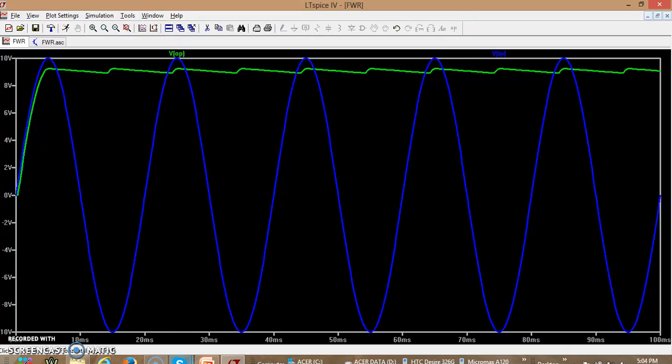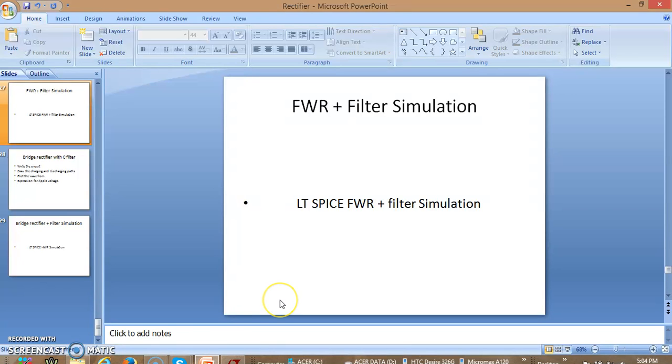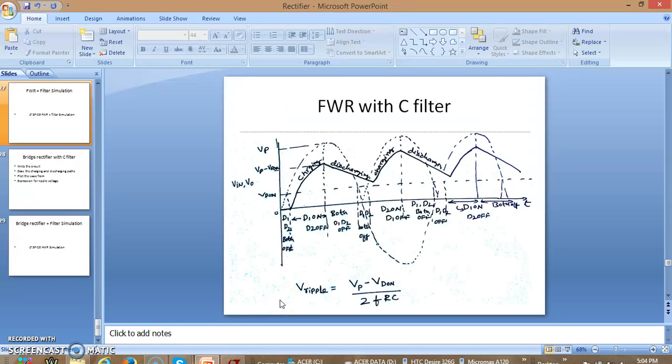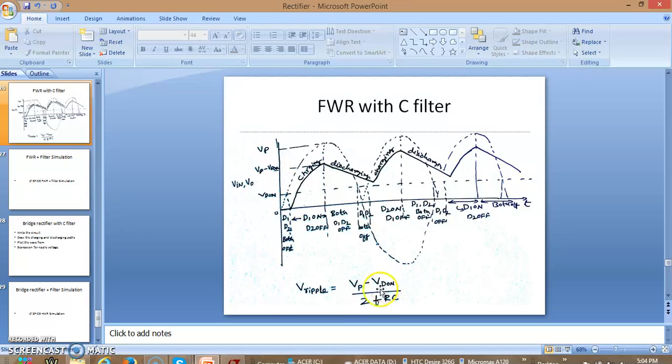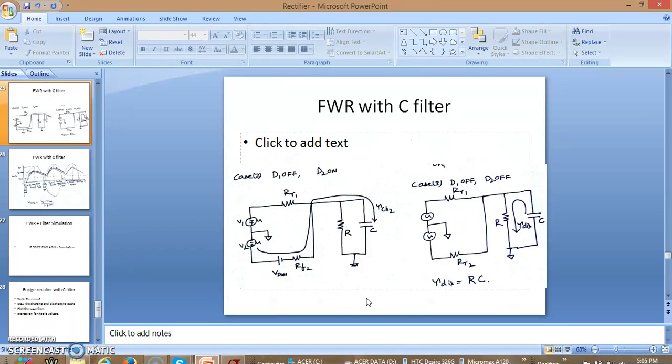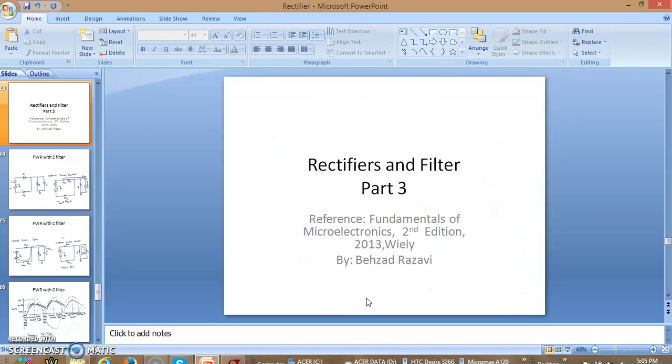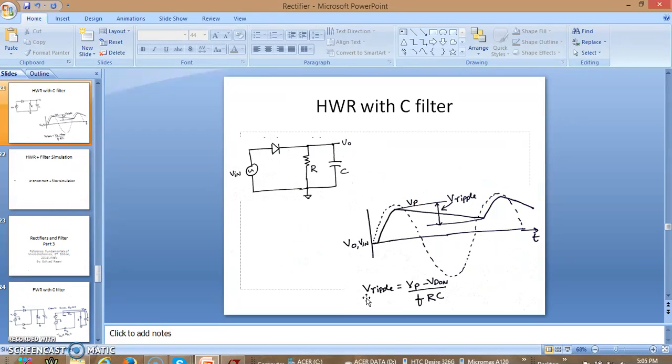So we can find the expression for the ripple voltage, which we'll be deriving in the coming class, which will be given by Vp minus Vd by 2FRC. Now you can clearly make out one difference between the ripple voltage of the full wave rectifier and half wave rectifier. If you go back to half wave rectifier, in the previous video we have seen that the ripple voltage is given by Vp minus Vd divided by FRC.